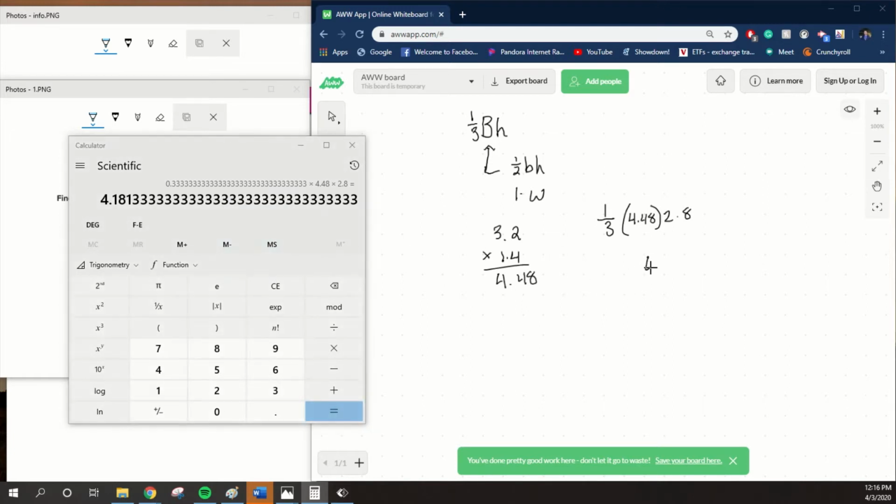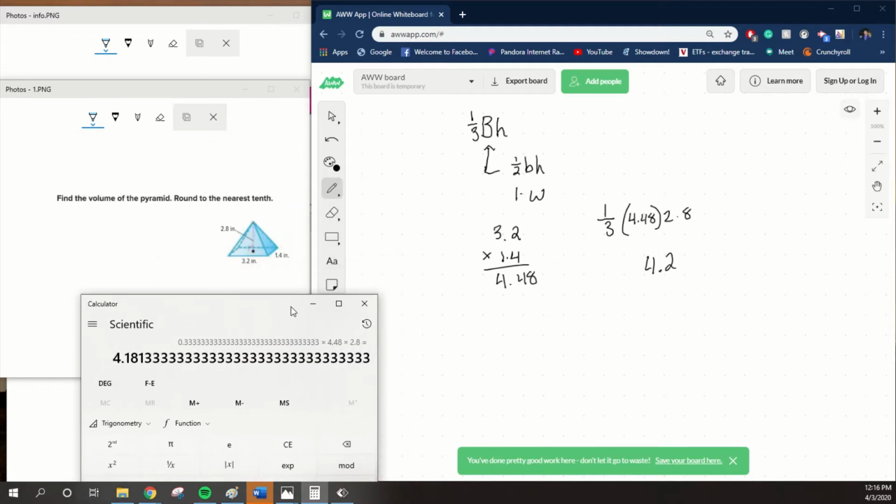So we have 4.2, and that is the volume of our pyramid. We found out how much space this pyramid takes up. We multiplied 3 things together, so we have inches cubed.